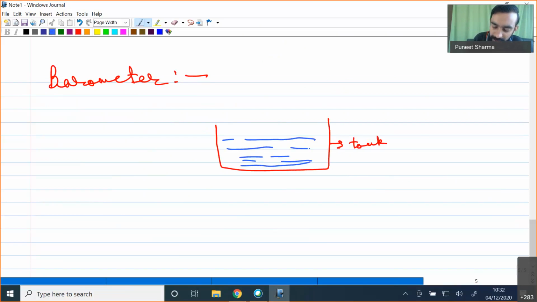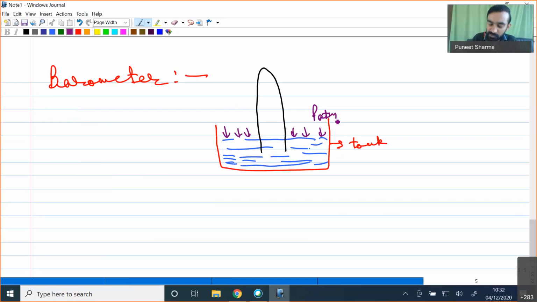Here we will have some manometric fluid, and then one inverted tube over here. If you can clearly see, if this tank is open to atmosphere, then atmospheric pressure will be acting at this point. Because of that, this manometric fluid will be rising in the tube. Say H is the height up to which this manometric fluid has risen inside this particular tube.